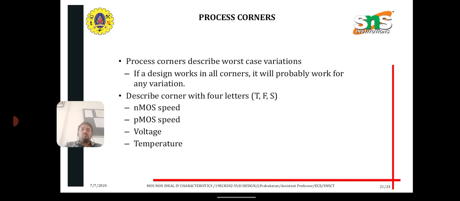Next one is process corner. It represents extreme variation in process parameters, which designers must account for, considering worst case scenarios to ensure circuit reliability across process variation.